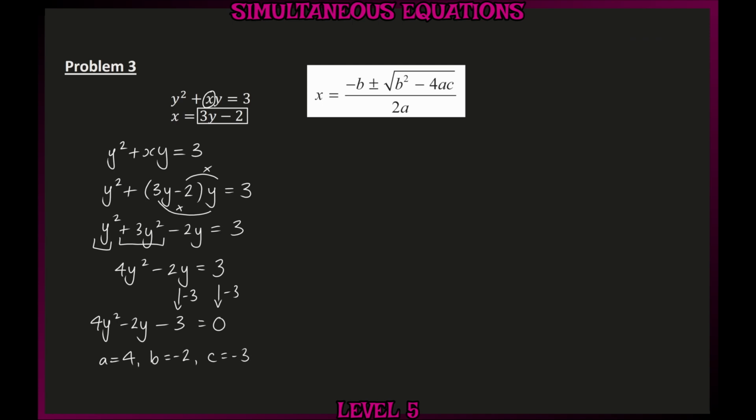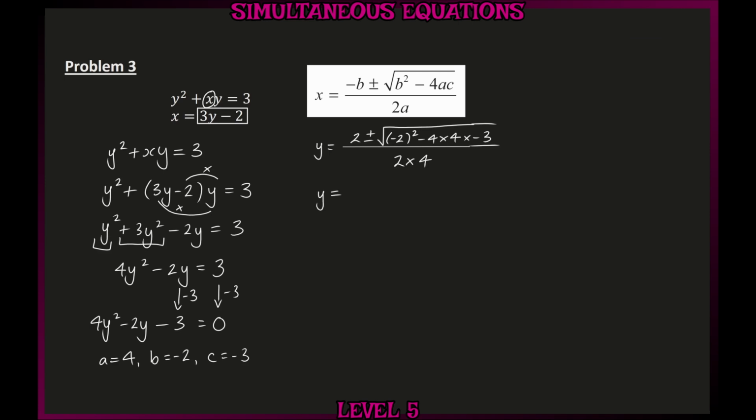If we now substitute these values into the quadratic formula, we have, in place of x, y, since our equation is in terms of y, is equal to, we have minus b. And since b is minus 2, we have minus minus 2, which is just 2, plus or minus the square root of b squared. And again, b is negative, so we have to make sure that we put that in brackets. So minus 2 in brackets squared, minus 4 times a, which is 4, times c, which is minus 3. And that's all divided by 2a, so 2 times 4. And we can now just put this directly into our calculator.